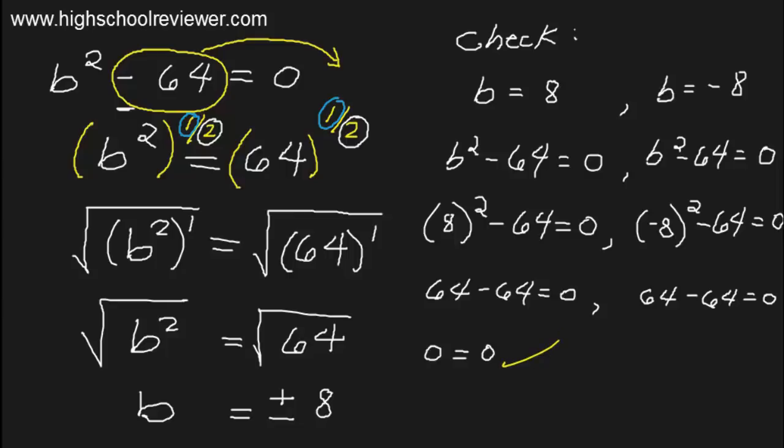Okay. Our next value, 64 minus 64, this is also equal to 0. So our second value, which is b equals negative 8, is also correct. So these are our final answers.